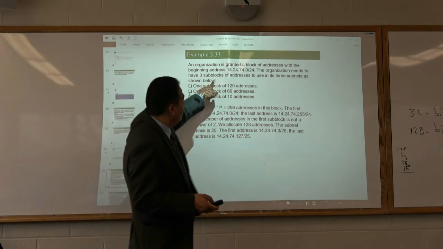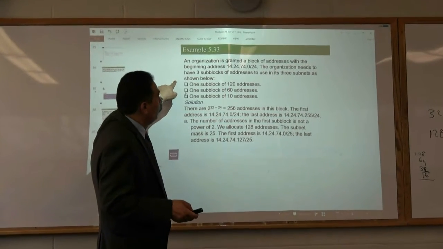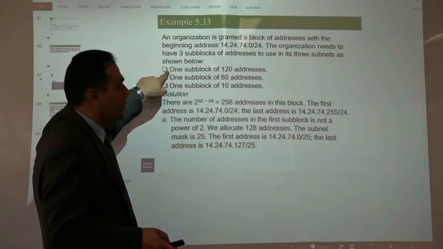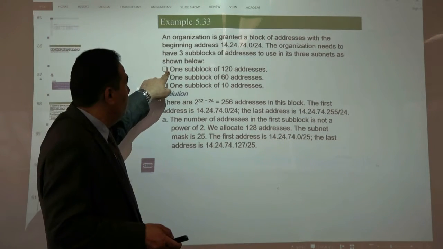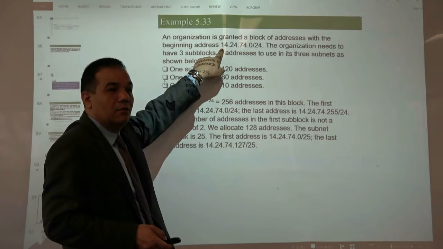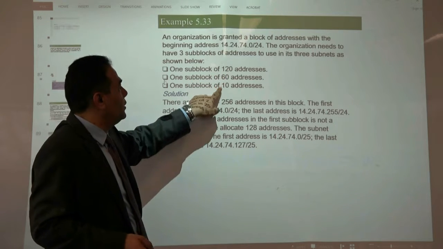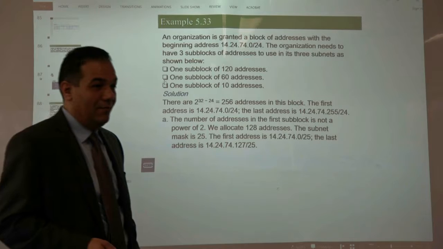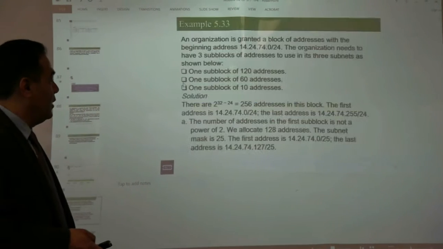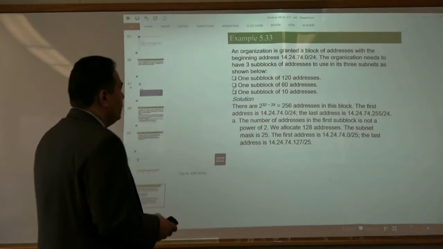This is the beginning address. The organization needs to have 3 sub-blocks of addresses to use in the 3 subnets as shown below. That's what I was talking about. So they are not equal. This is what they are granted. They need one network with 120, 160, 110. It's a tougher problem. In the previous one, they are equal, right? In here, they are different sizes, right? So how do you start again?